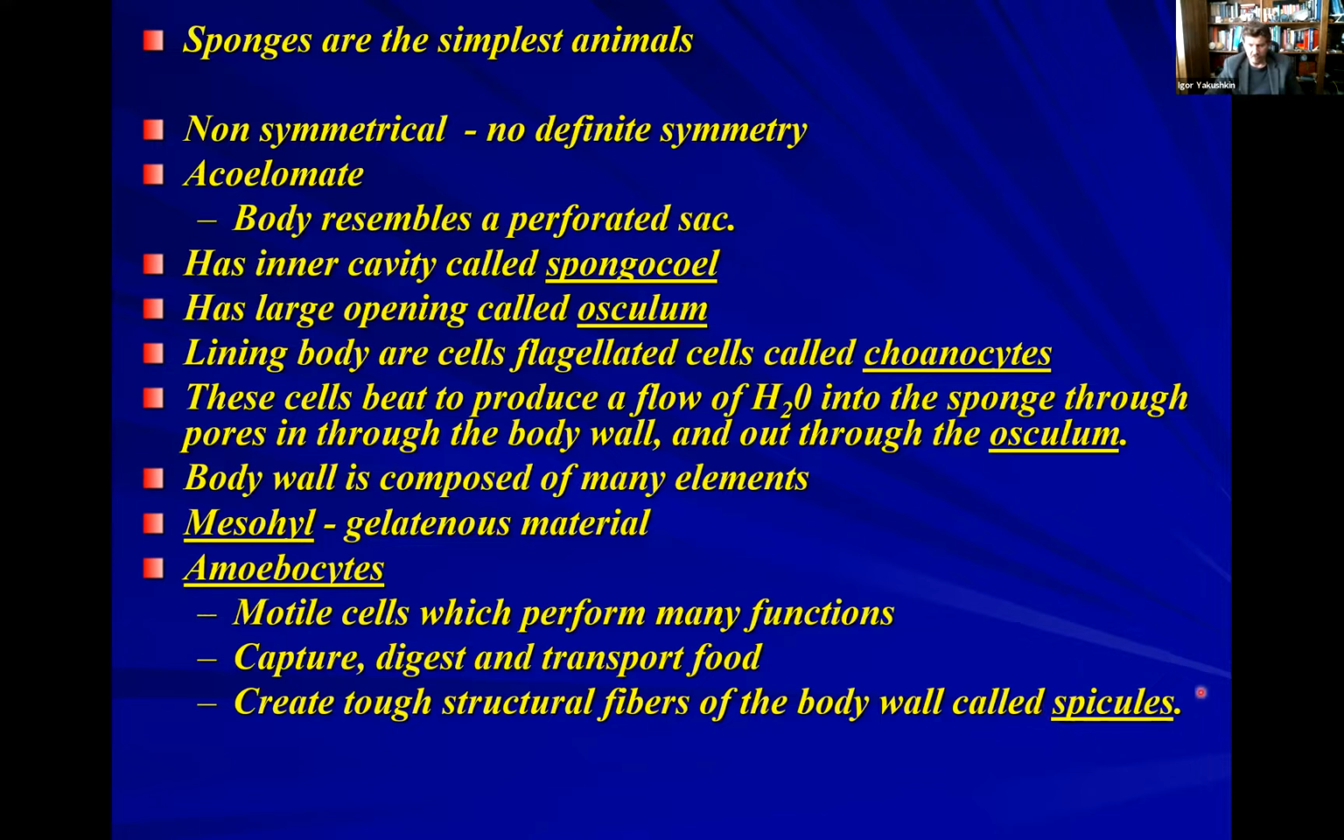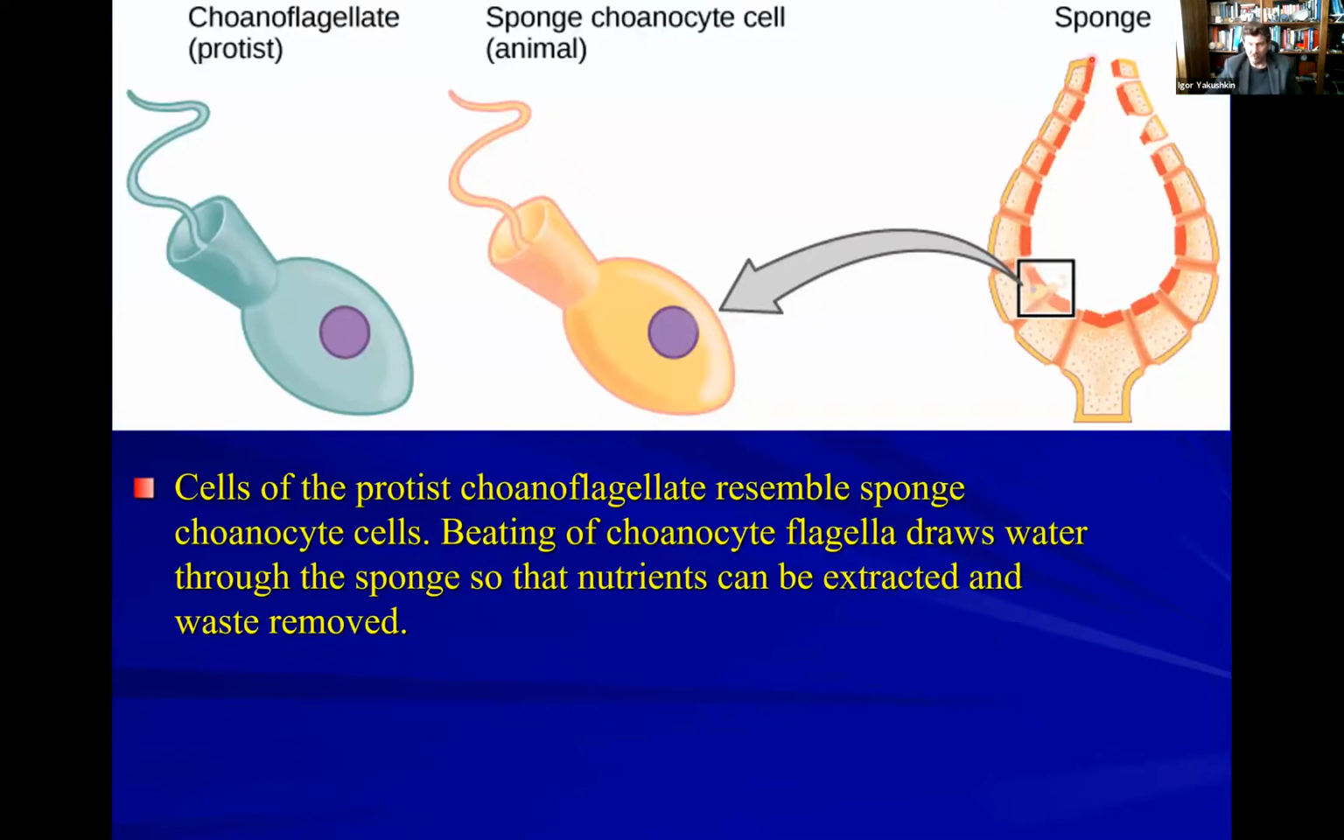Most of the classification of the sponges is based on what type of spicules they have, and we'll discuss that momentarily. So here, what we're looking at is the sponge, the cross section of the body of the sponge. And yes, it looks symmetrical. Technically, it's not. That particular large cavity is the spongocoel, and this is the opening, known as the osculum.